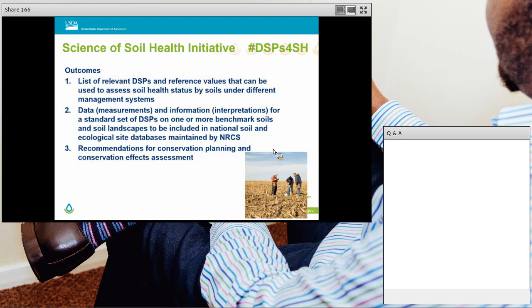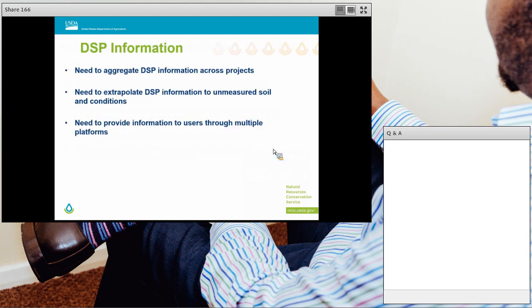So what we're hoping we come up with at the end of this is a list of relevant dynamic soil properties and reference values. So maybe there are some properties that are really good in some areas and not others. We also want to know what we can use those for interpretations for. Can we measure one benchmark soil in an area and then apply those results to other similar soils? And then finally, we want to be able to say something about conservation plans and management systems in areas where these have been evaluated. How can we use the information we gain to do some work for our partners in state offices and soil health divisions?